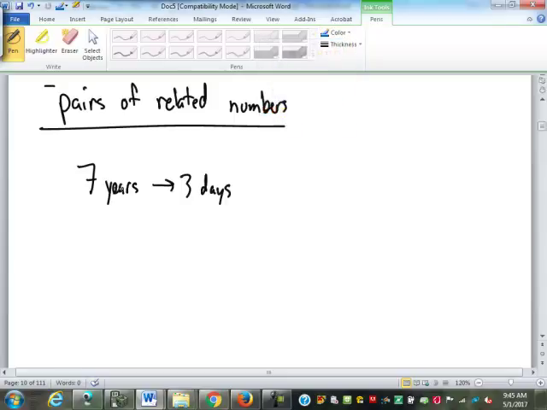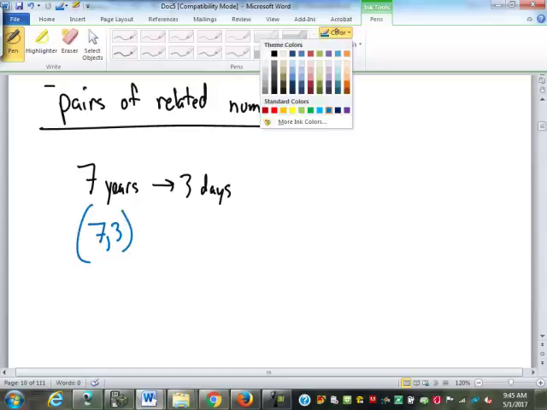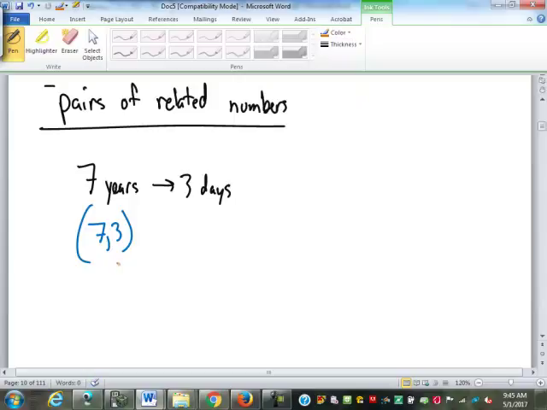Well, rather than writing out the words like that, we can write it like this. 7, 3, put it in parentheses. That's what we call an ordered pair. Kind of like with our place values and our whole numbers, we know which number is which and what each number means by its position in that ordered pair. We know that the first number means years and the second number means days of personal time.